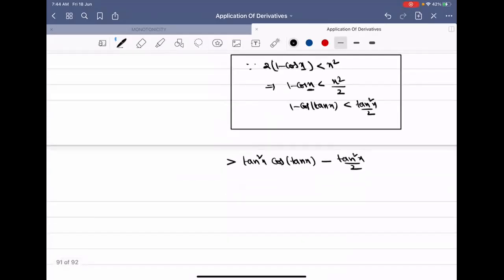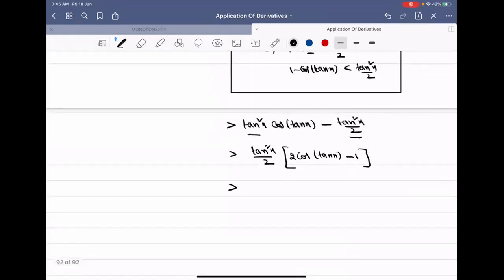Now from this expression, I will take out tan square x by 2 outside. It's common. If you take out tan square x by 2 common, then what do we get? Here you have 2 cos of tan x minus 1.